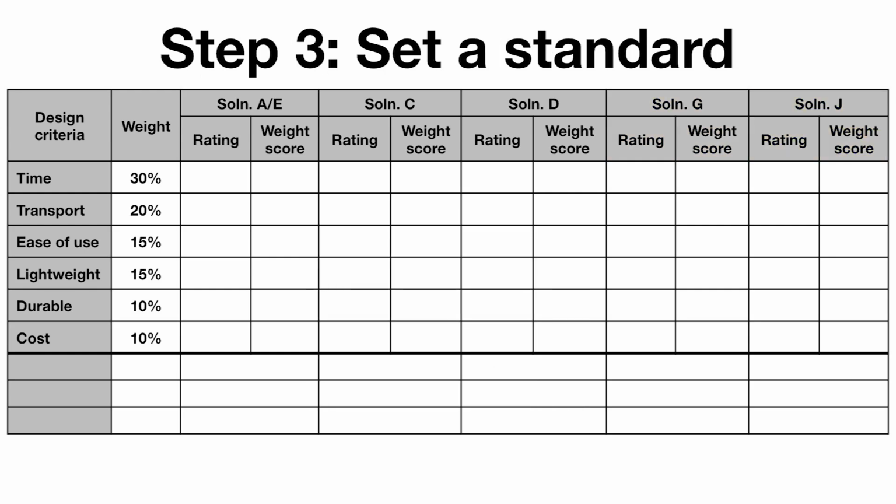Step 3 is set a standard. Standard solutions have mid-range characteristics compared to other solutions. If you recall our 5-point scale, they had ranges of values and attributes. Standard values must have values that align with a rating of 3. For our scoring pugh matrix, the standard values will fall under solutions AE, C, and J.